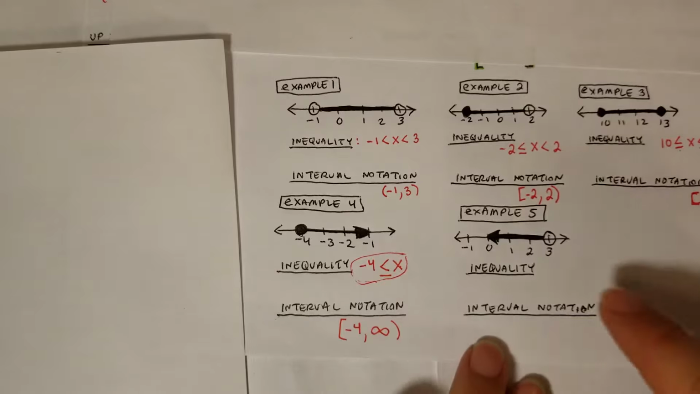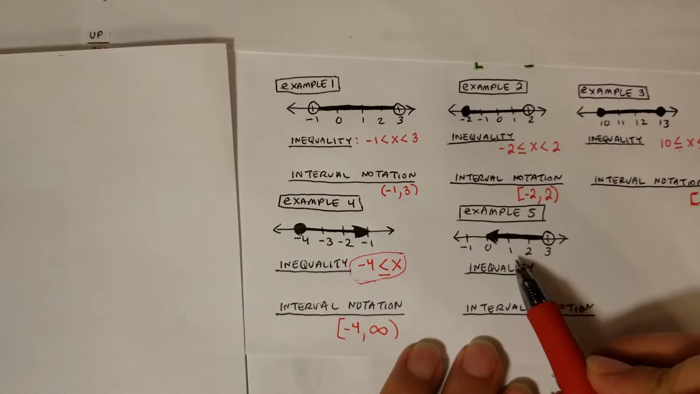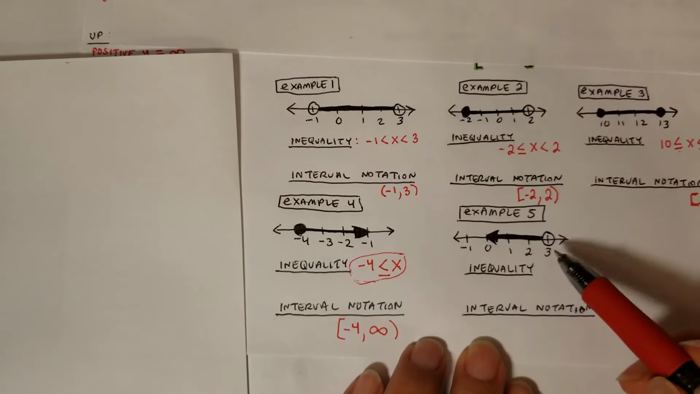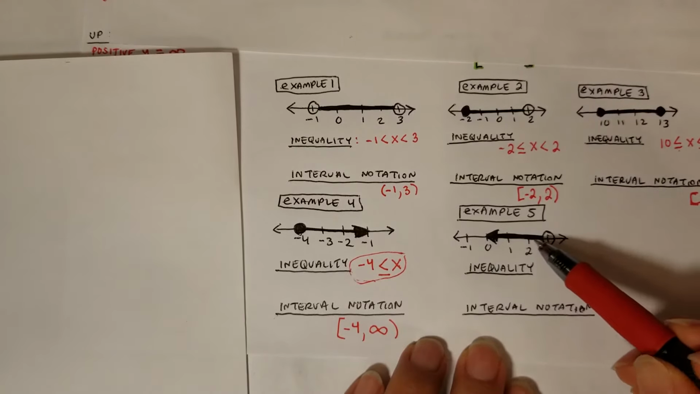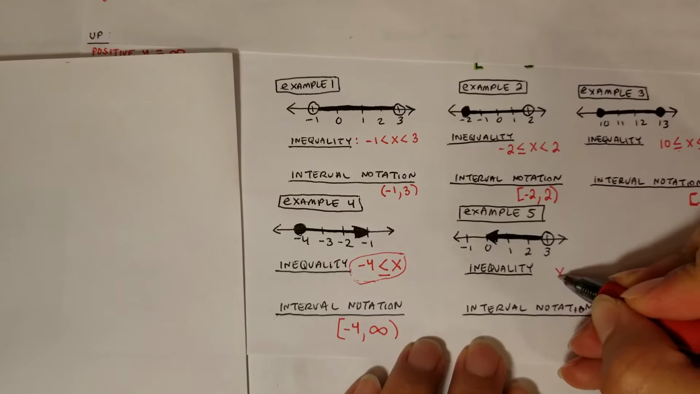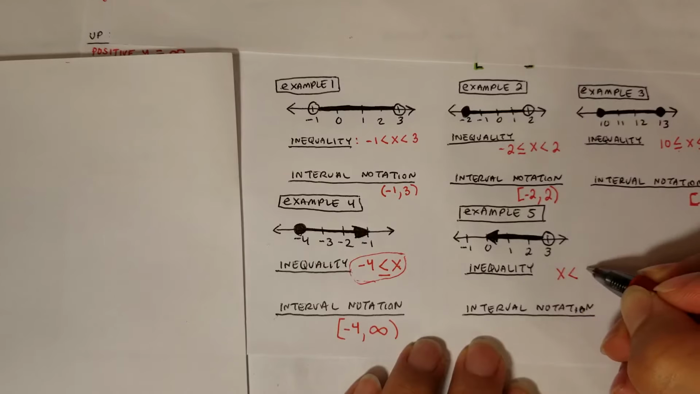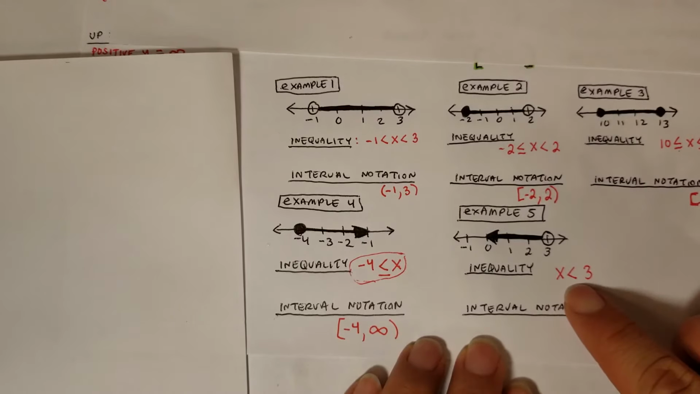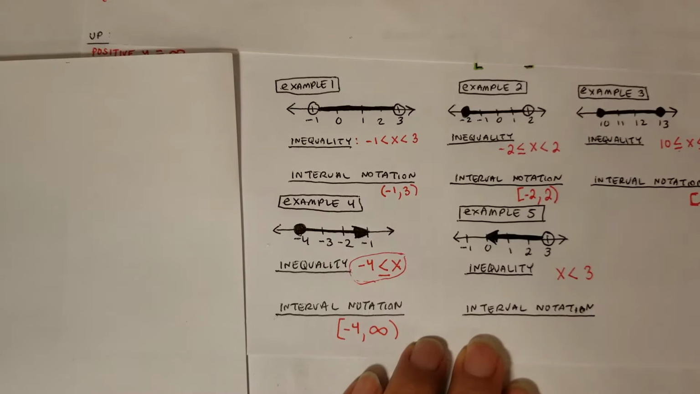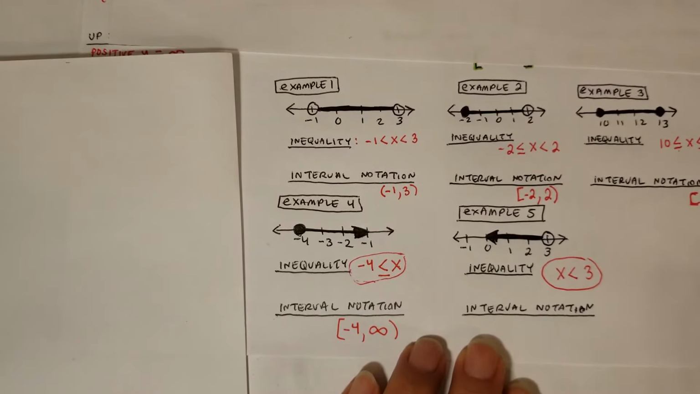Okay, last example, example number 5. This thing starts as an inequality. So all the numbers that are less than 3 would work, not including the 3. So it's not eating the variable. Notice that I don't put the little line under it because it's not including the 3. So this is my inequality: x is less than 3.